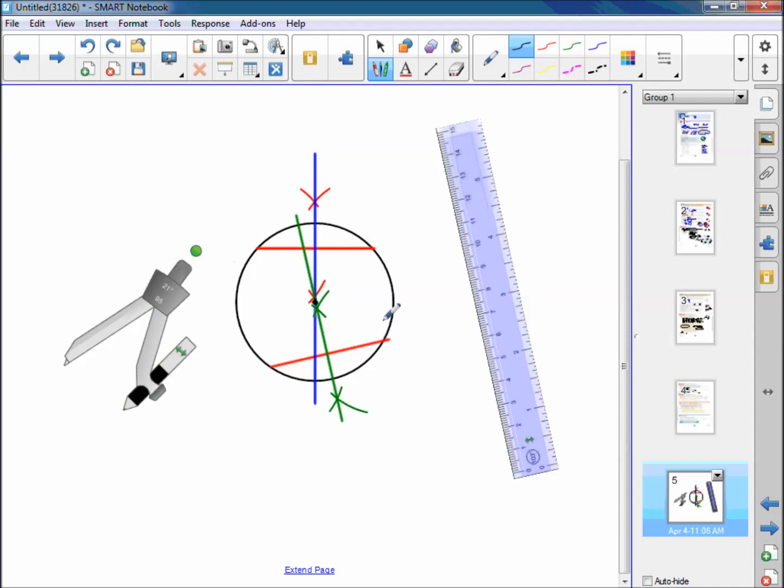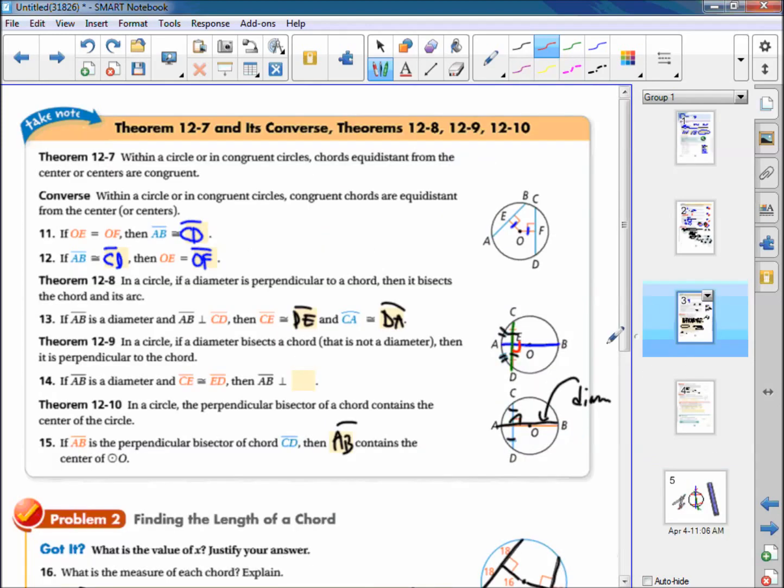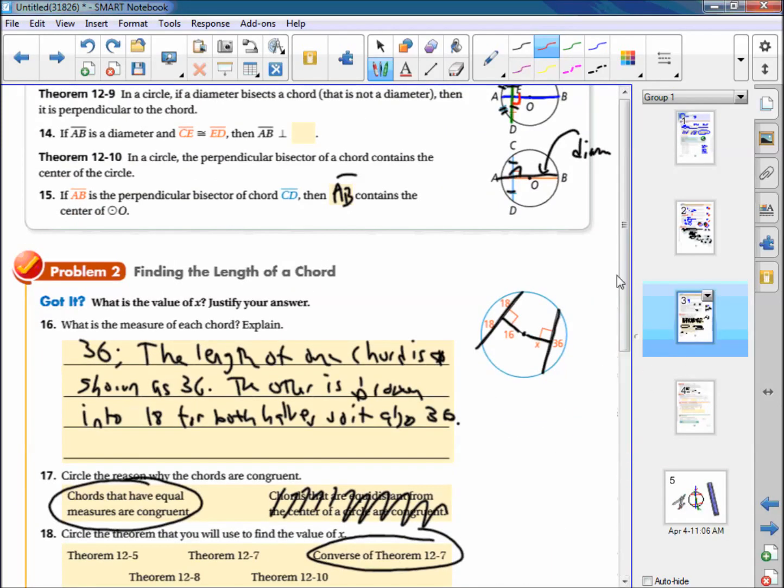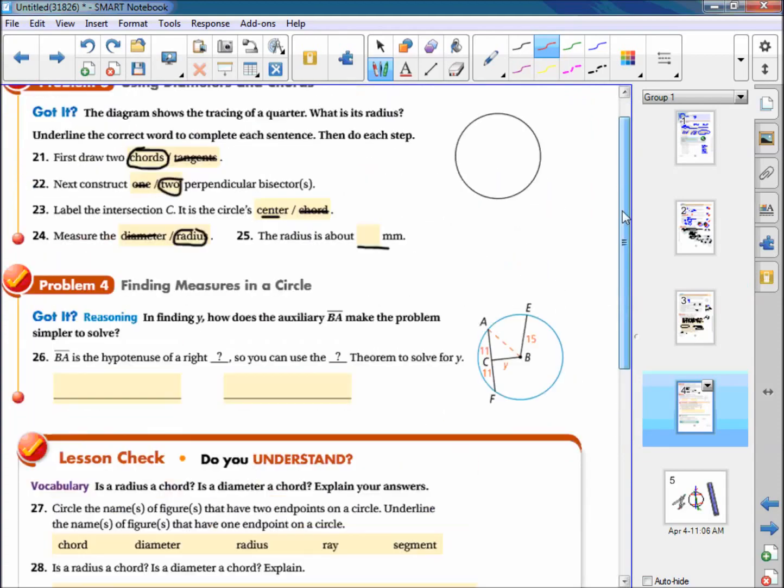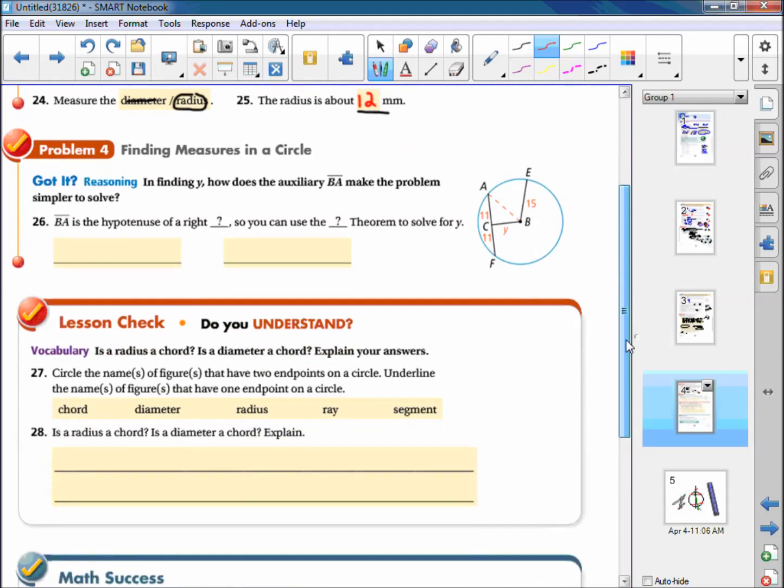And then we can measure a couple different radii here, whichever we feel like. So we could measure from the center to here. We could measure from the center to here, that's a radius, or center to here, or center to here. And when you measure yours, because yours is still drawn to scale, you should get about 12 millimeters. Okay. All right, so finding the measure in a circle.